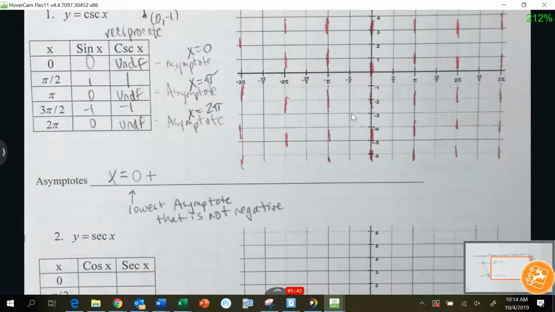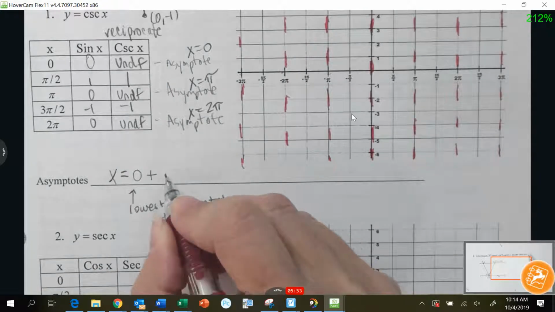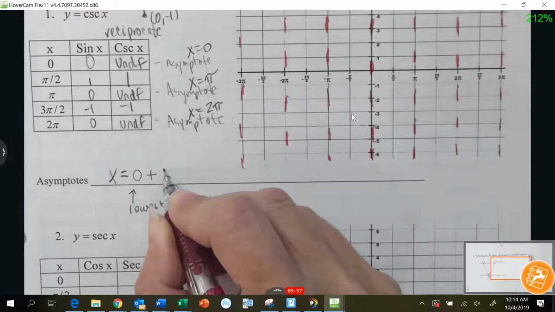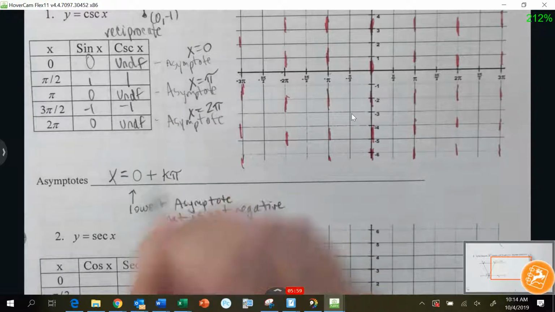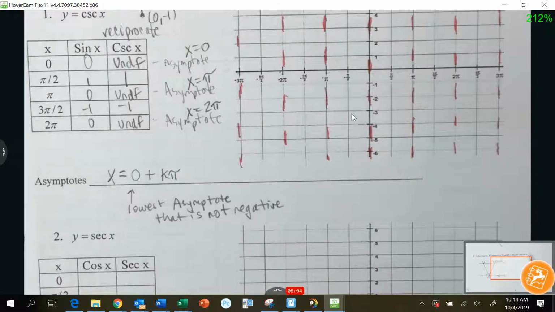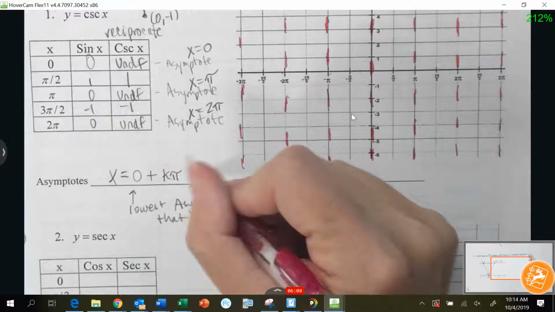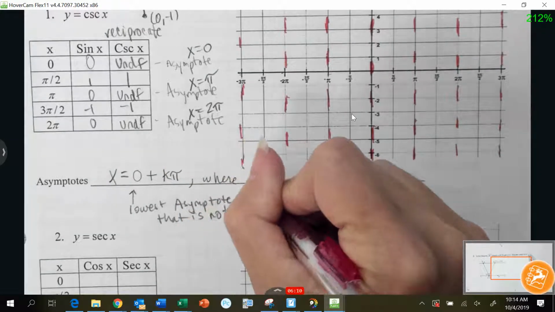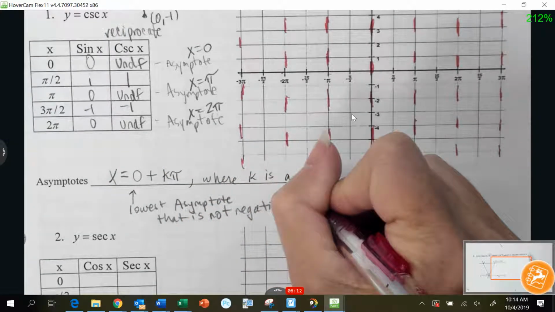Not whole numbers, because whole numbers don't include negatives. What's the word that includes the negatives and the positives? They're integers. Right. So we're going to use k pi, which is what everybody uses. We're going to say k is a variable, so that k can change, but k can't be any number. So now we're going to say where k is an integer.